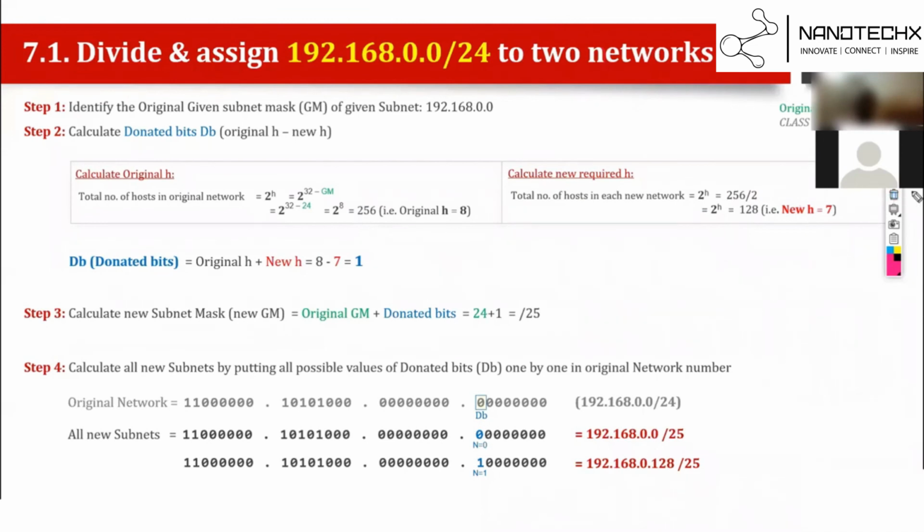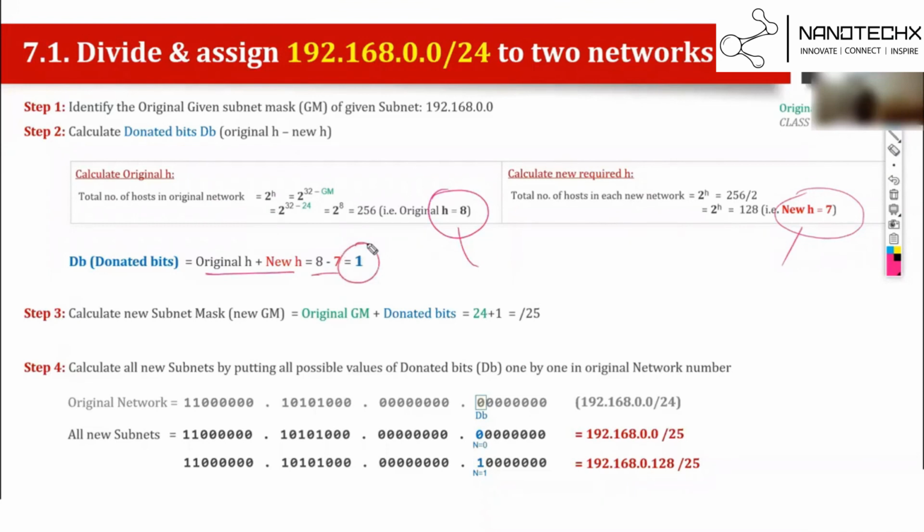Right, so now we know the original value of H and we know the new value of H. So what is the donated bit? 8 minus 7, original minus new. It means 1 bit should be changed from the host portion, from the leftmost host portion. Now very easy, what do we do?